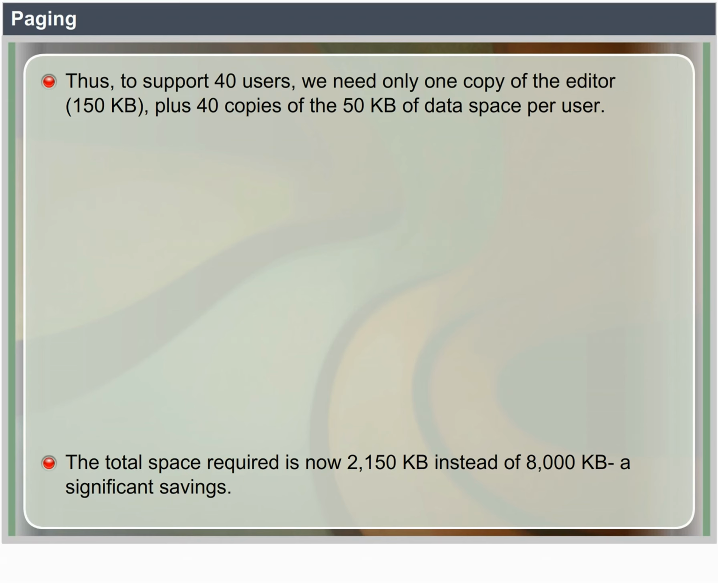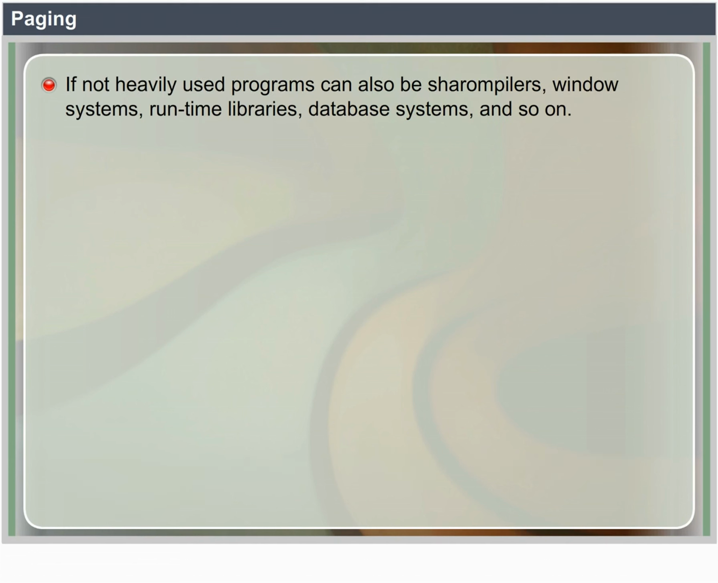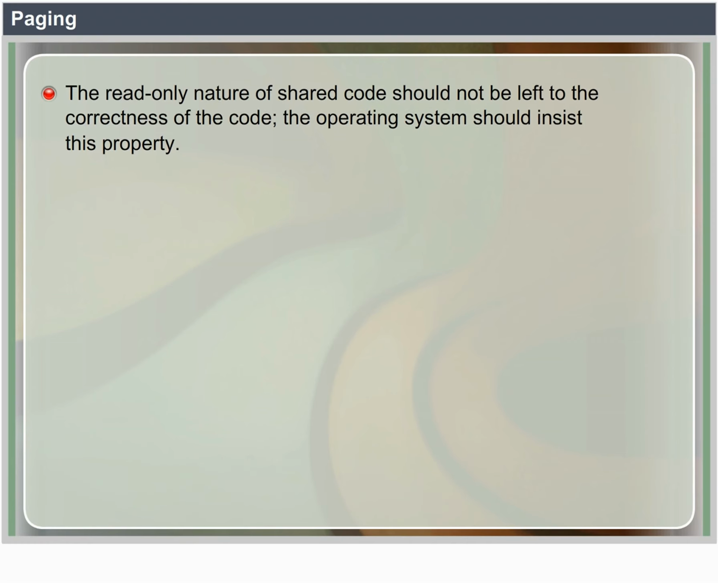Other heavily used programs can also be shared: compilers, windowing systems, runtime libraries, database systems, and so on. To be shareable, the code must be reentrant. The read-only nature of shared code should not be left to the correctness of the code.